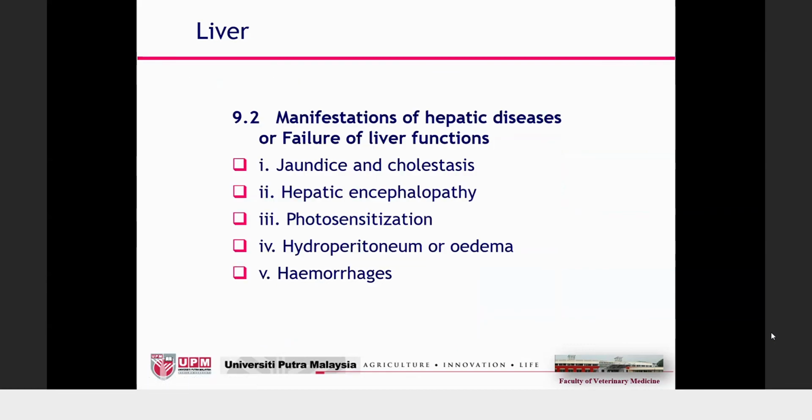I think we continue in the afternoon before the practical on the manifestation of hepatic diseases, or maybe after the practical we cover this. The time now is 1 o'clock, so we should stop here. We can have our lunch, then come back. We have more time in the afternoon to discuss the practicals, as well as to continue the lecture on the liver, on the manifestation of hepatic diseases or failure of liver function. We discussed that in five main important items.